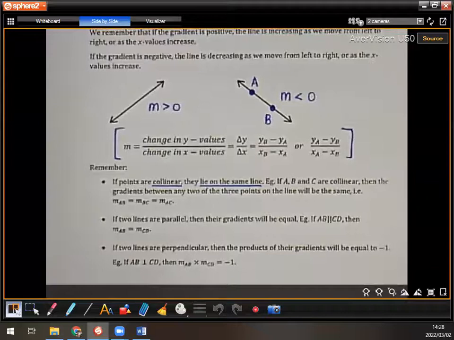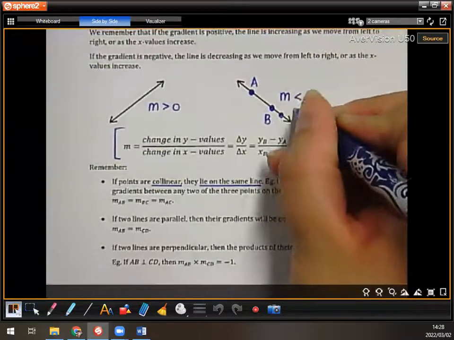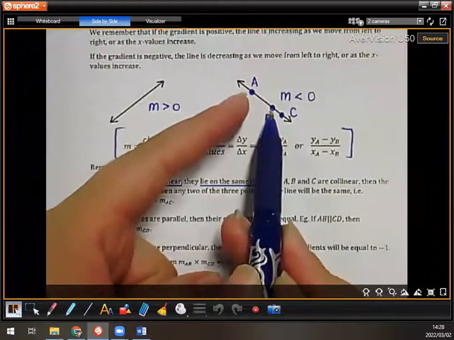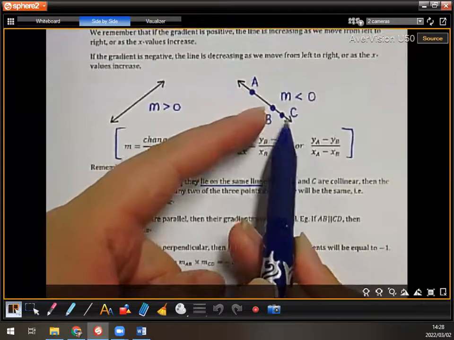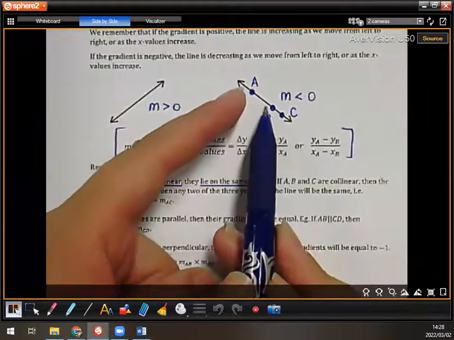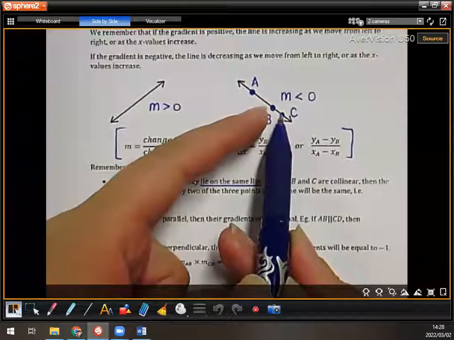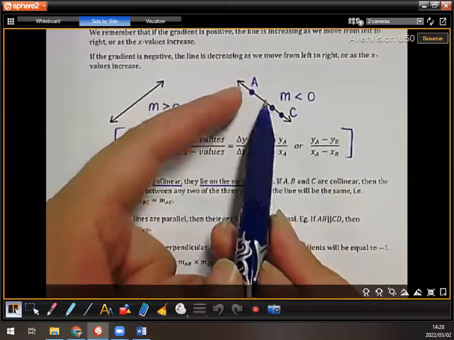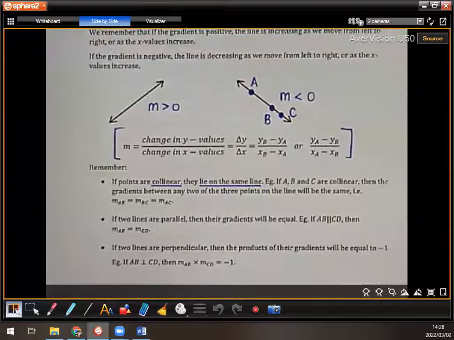So if they're using that word, to understand what that means, it means that they're lying on the same line. Now, guys, if there was a third point, if we're adding a C as well, and they now tell us that A, B, and C are collinear, that means that the gradient between A and B will be the same as the gradient between B and C. It's the same line, right? But that's also the same as the gradient between A and C, because they all lie on the same line, guys. The line has one gradient. So if multiple points are collinear, they will have the same gradient between all of those points.